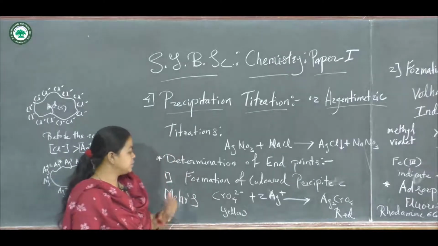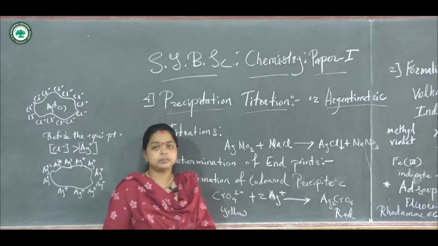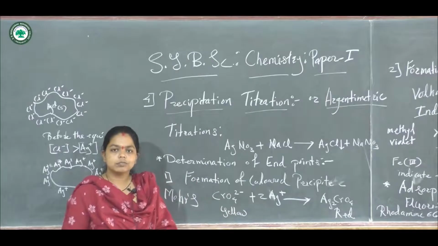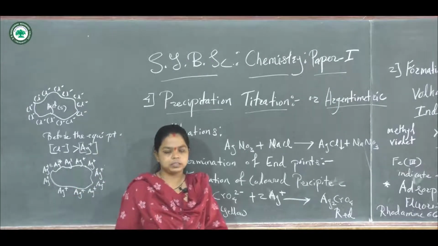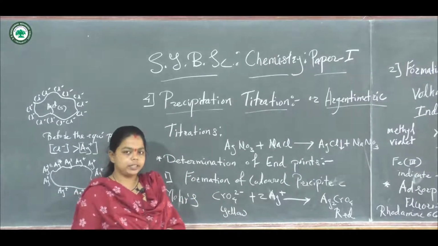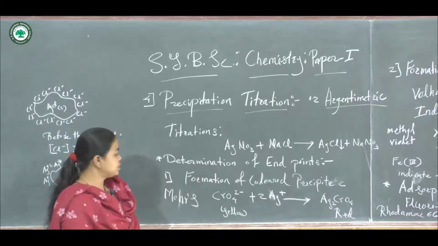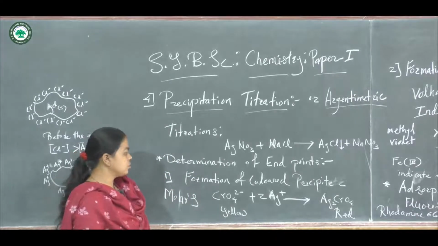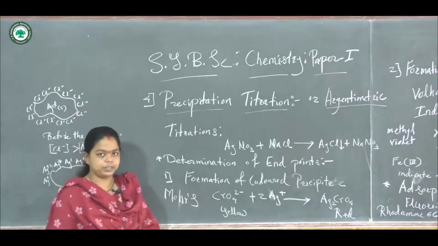Now this type of titration can have two methods of end point detection. First is Mohr's method and second is Volhard's method. These two methods are generally used to detect the end point differently by using an indicator. In the first method, generally the formation of a colored precipitate is obtained.